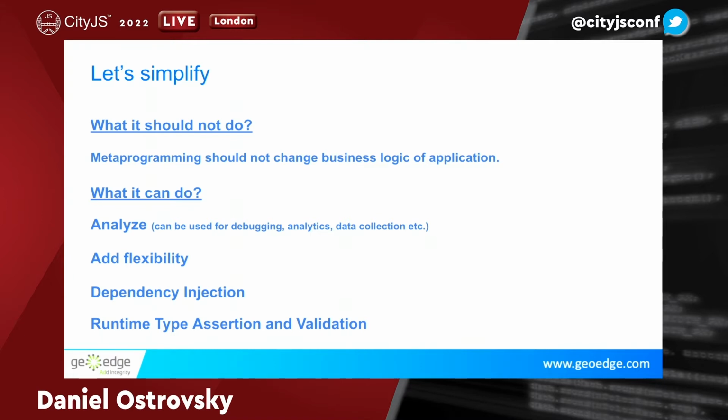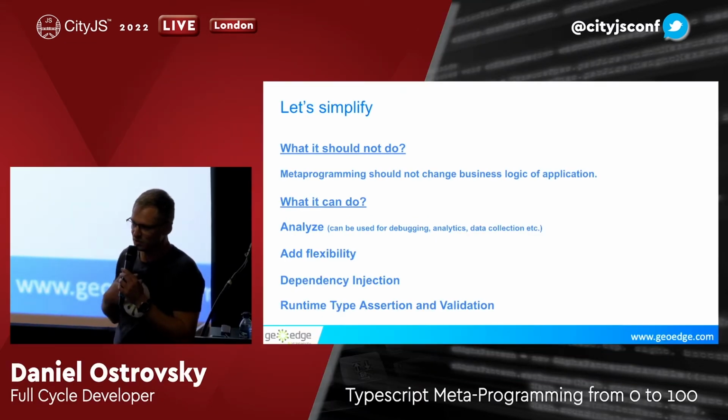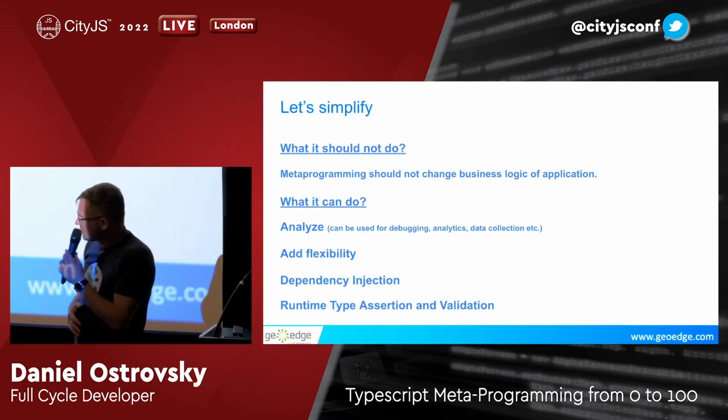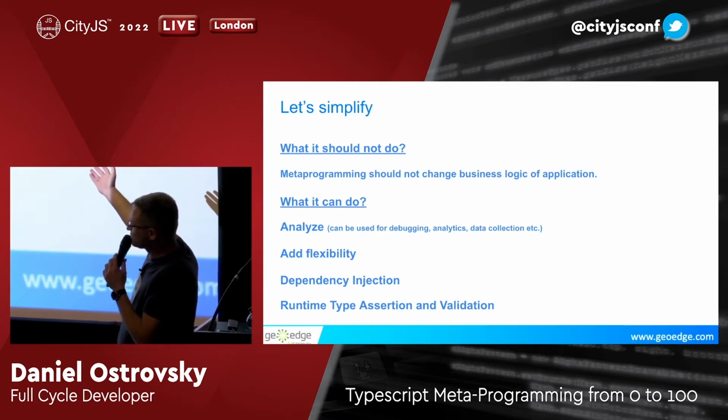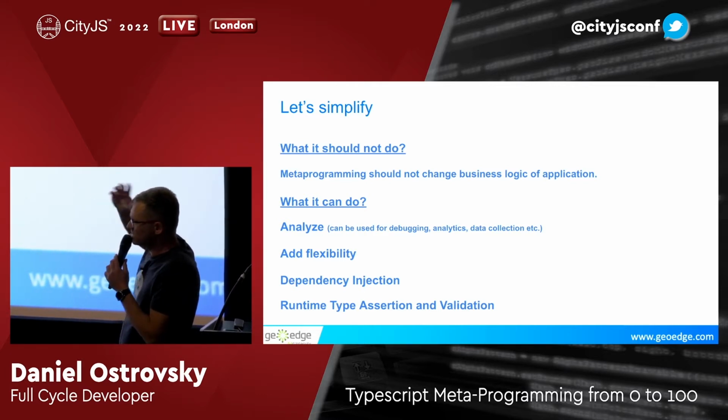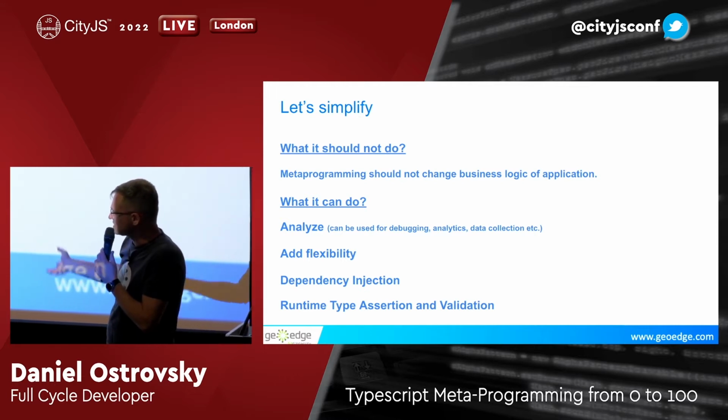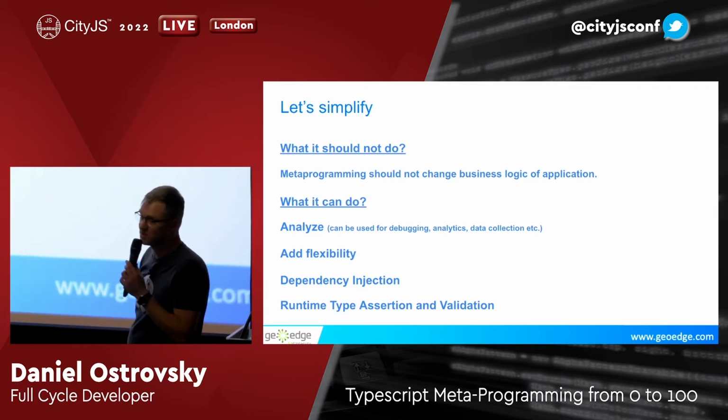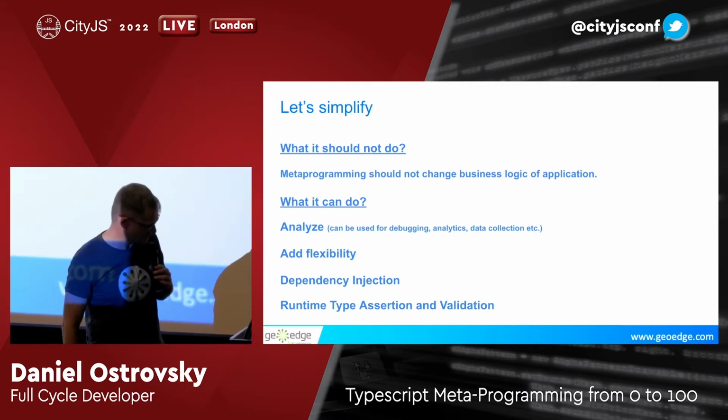Okay, meta-programming is something that exists somewhere near or around my code or around somebody else's code. Someone else uses what I'm preparing, but it cannot change anything that the other developer does or that I'm doing in the main code. What it can do is analyze. It's good for debugging, analytics, data collection, whatever. It can add flexibility, dependency injection, runtime assertion and validation of the types, for those who use TypeScript, etc.